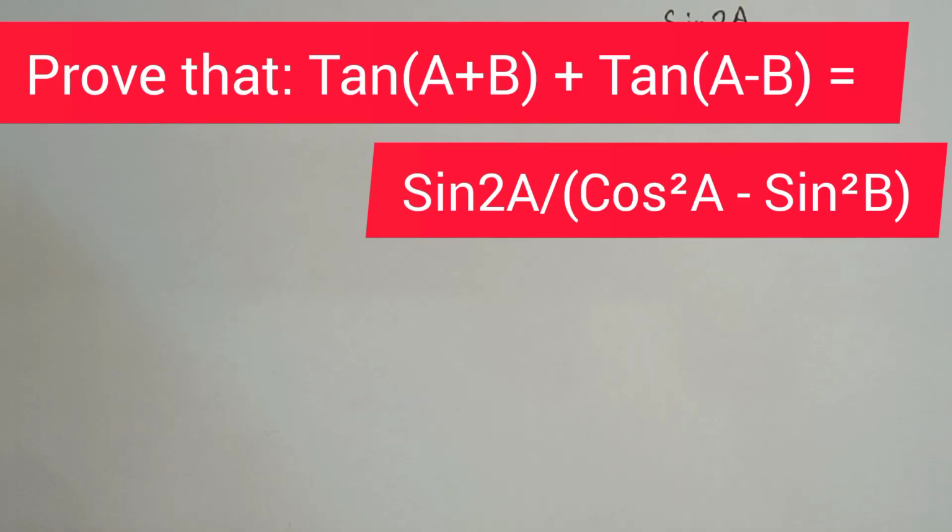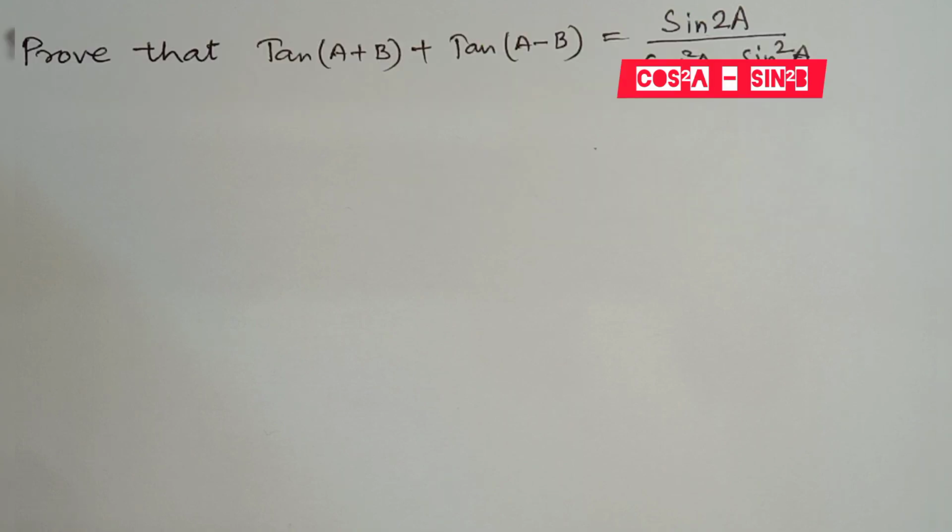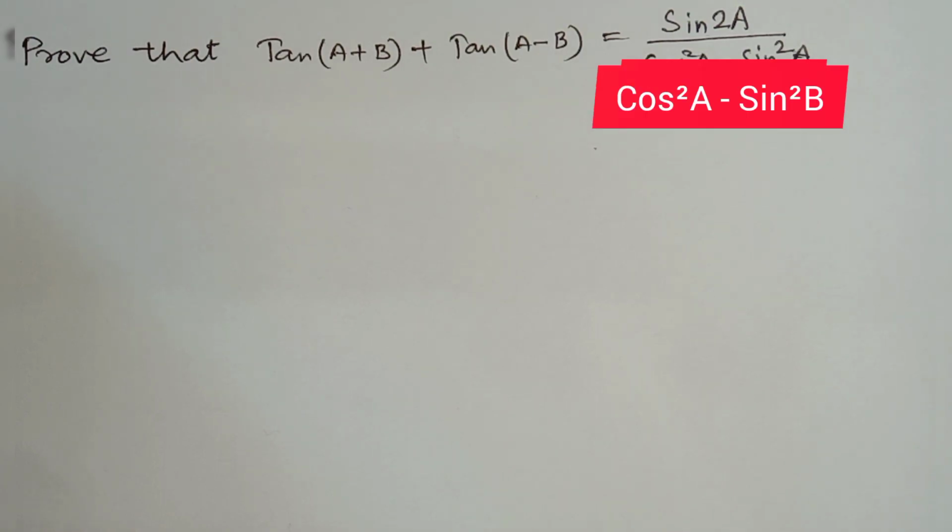Dear friends, our question is: prove that tan(A+B) plus tan(A-B) is equal to sin 2A upon cos square A minus sin square B. This is one of the most important questions that is frequently asked in various exams. Now let's check how to solve this.